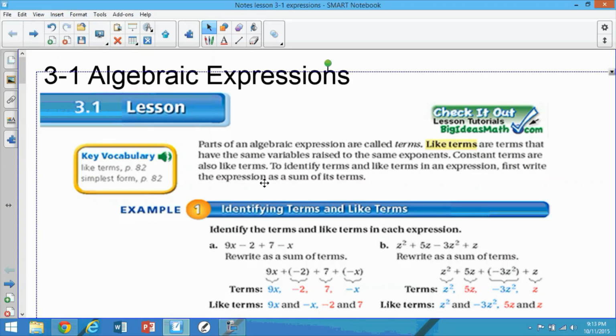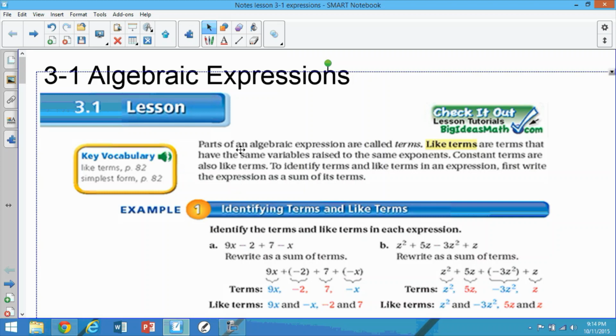Okay, open up your textbook to page 82, which is lesson 3.1 Algebraic Expressions. So I'm going to go through and teach this lesson, and you should copy down everything that I write down, especially anything that I highlight or note, you should write in your notebook. If you need to pause the video so that you can keep caught up on that, you should do that as we're going through this lesson.